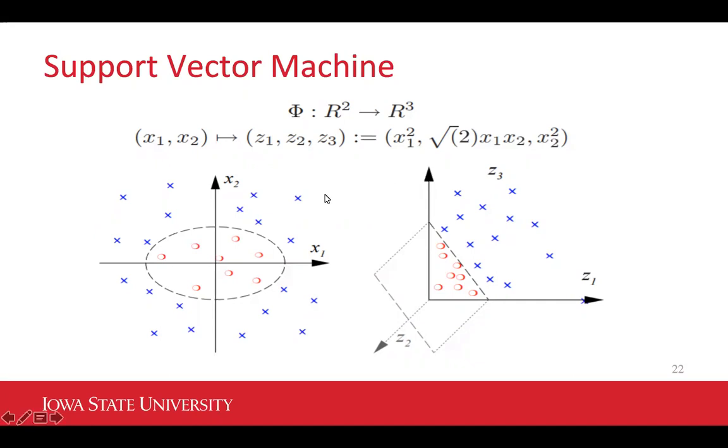In this special case, our transformation is a quadratic transformation. So Z1 equals X1 squared, Z3 equals X2 squared, and Z2 equals square root of 2 times X1 times X2. Once we make this transformation, we can easily use a hyperplane in this three-dimensional space to separate those two groups. So that is the idea of support vector machine.